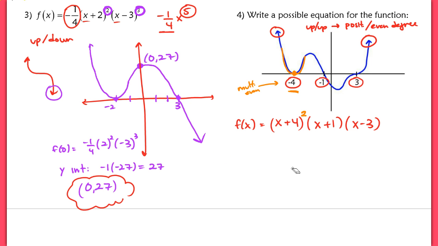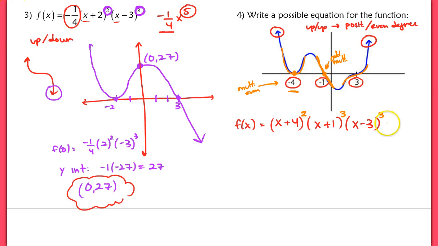All right, now when we look at x plus 1, we look at where it crosses x equals -1. And here it's clearly crossing through the x-axis. So that means that this is an odd multiplicity. Okay, so we go to x plus 1, and we're going to raise this to, let's do to the third power. Okay, and then finally, when we look at x equals 3 here, it's crossing once again. And let's make this a cubic again. So we have a possible equation, x plus 4 squared times x plus 1 cubed times x minus 3 cubed.